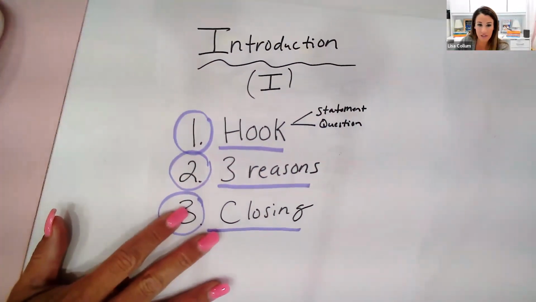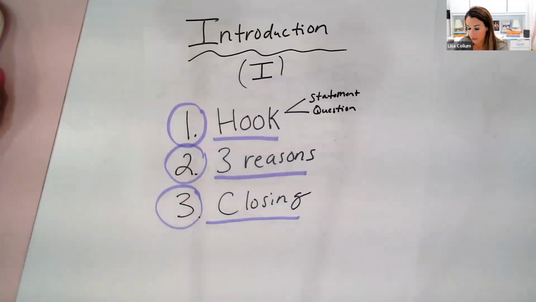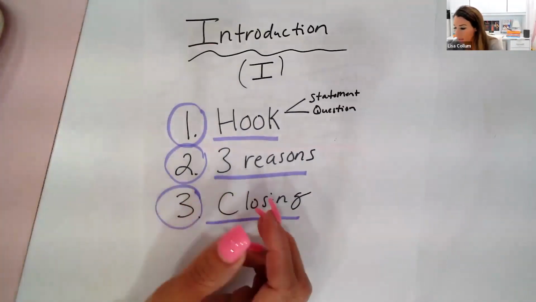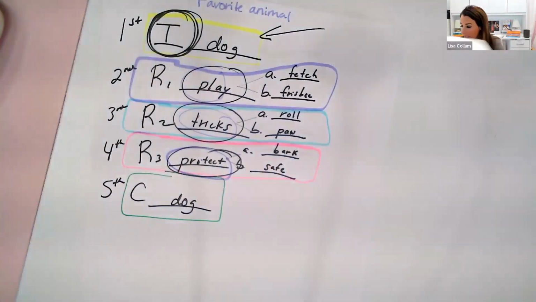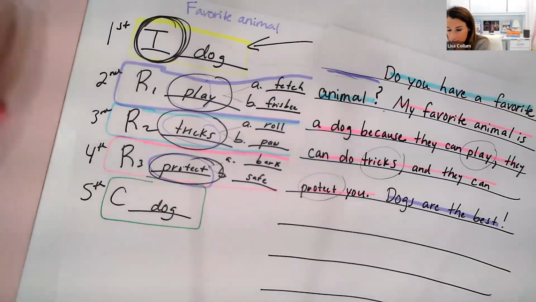All right, so with introduction, think about the three sentences. I just showed you them a second ago. See if you can remember the three sentences that are in an introduction paragraph. The first sentence you should remember is your hook. Your second sentence is where you name your three reasons, and your third sentence is your closing. Okay, and we learned how to do that. And for favorite animal, if we were going to do dog, and I was going to write my introduction paragraph.